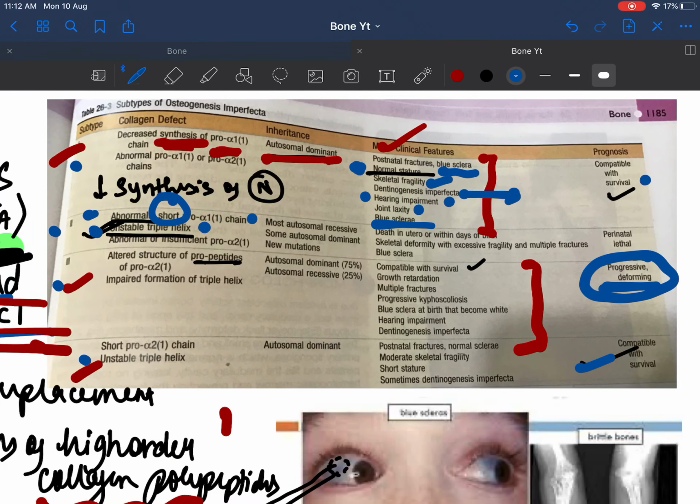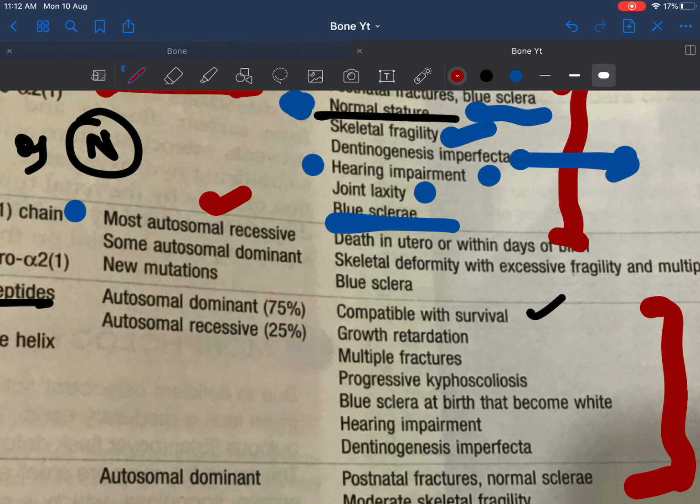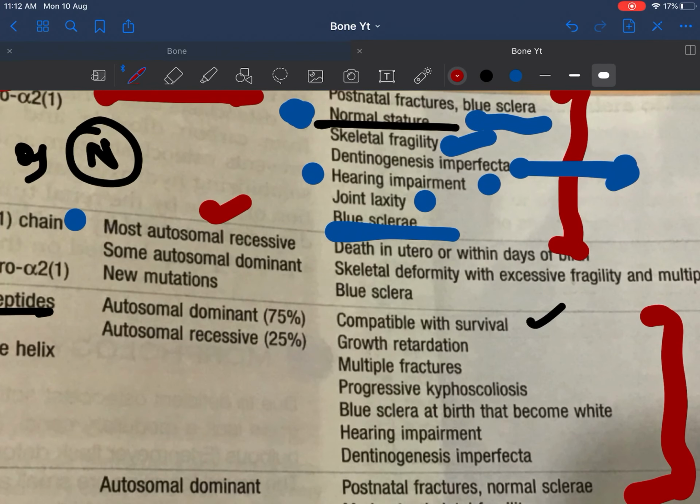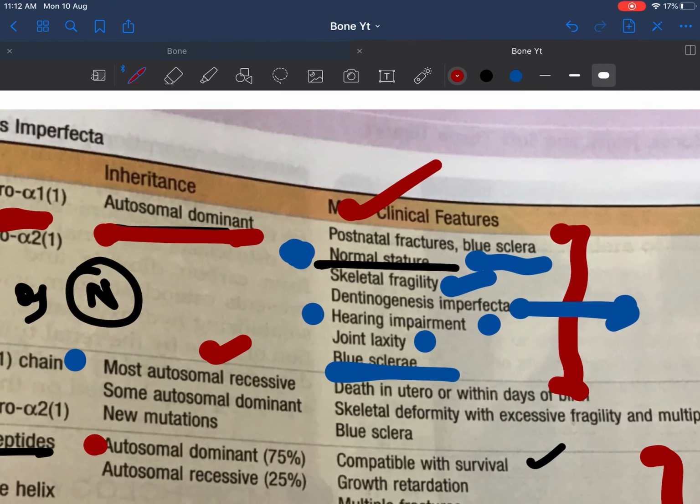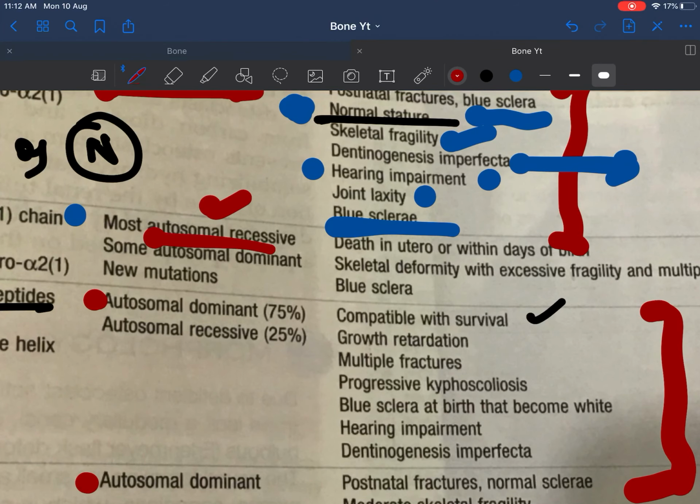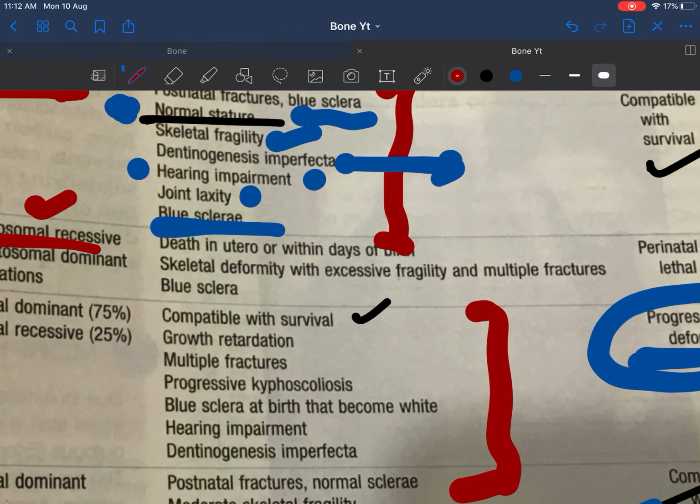What happens in type 2? It is the lethal form of osteogenesis imperfecta. So the patient usually dies in utero or within a few days of birth. It is mostly autosomal recessive. So you can see here that in most cases it is autosomal dominant, but in this case it is autosomal recessive, and there is death in utero or within some days.